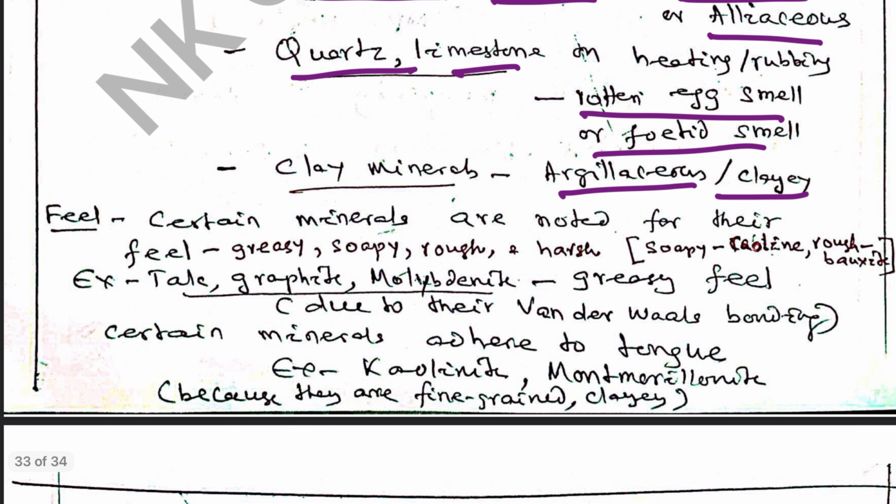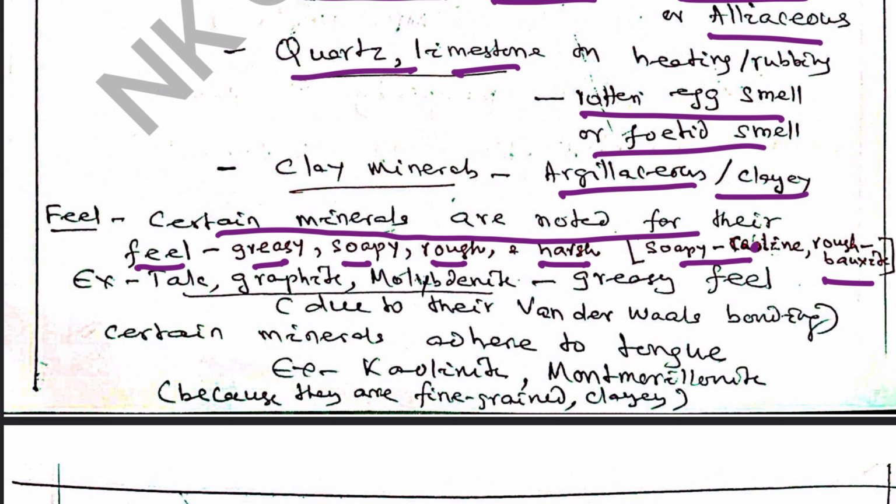Then let us discuss what is feel. Certain minerals are noted for their feel, how we feel when you touch these minerals. We may feel greasy, we may feel soapy, we may feel rough surface, we may feel harsh surface of the minerals. Soapy generally kaolin, rough surface is bauxite. So, talc, graphite, molybdenite, they appear to be greasy due to their van der Waals bonding.